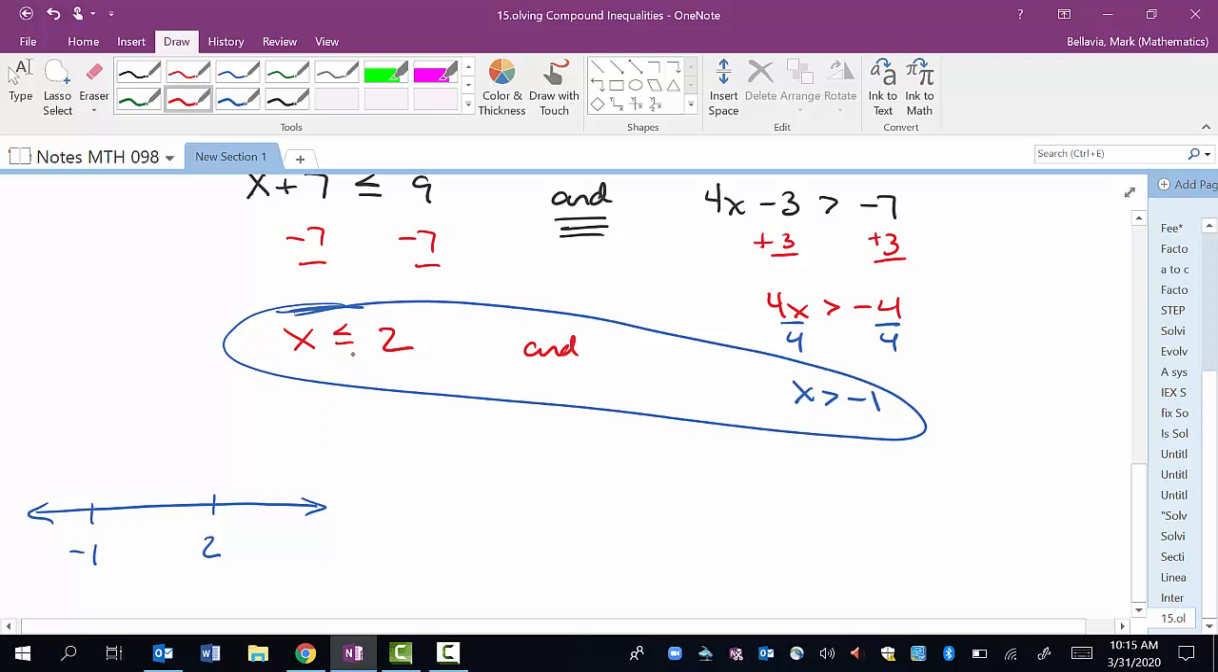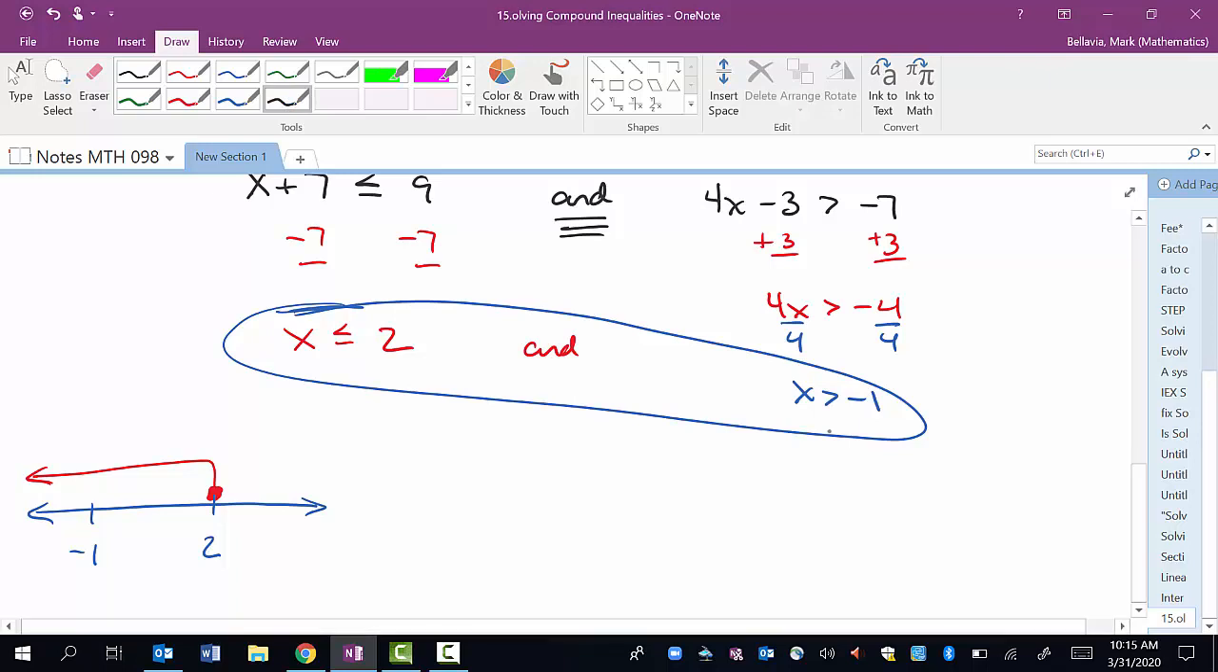The equal to on there tells you that you put a closed circle on 2 because you're including it. X being less than or equal to, less than means smaller number, so I would shade it to the left. And that'd be just a solution for the first part. And we also want the solution for the second part.